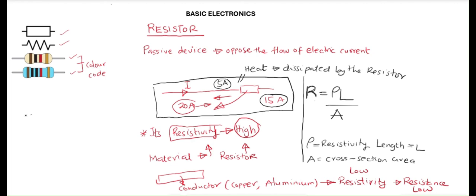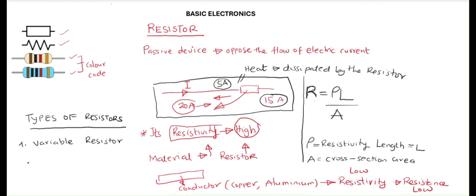Now let's look at the types of resistors. One, you can have the variable resistor. Two, the potentiometer. Then three, you can have the rheostat.